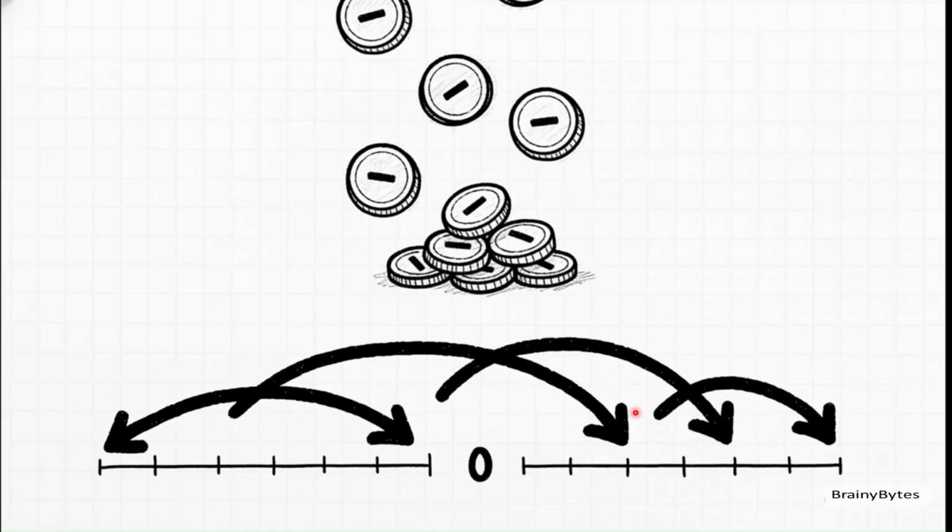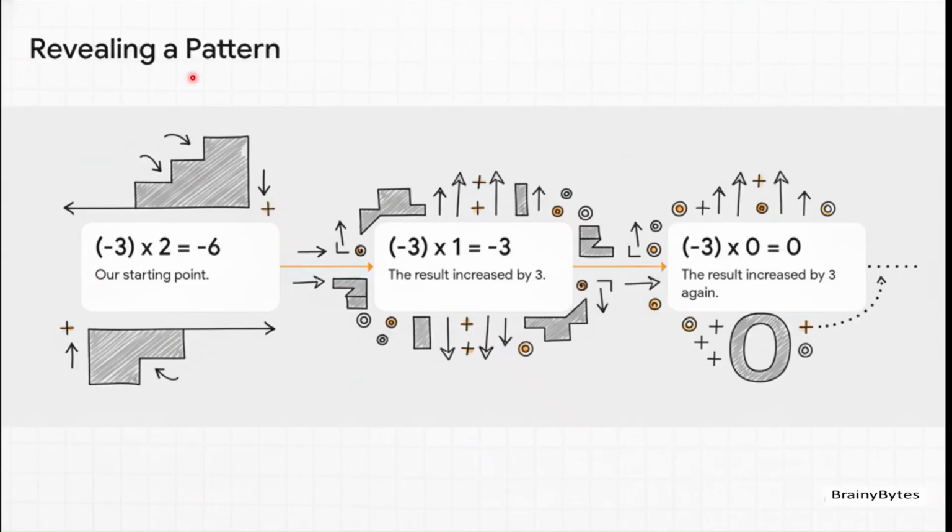But what about a negative times a negative? This is where things get really cool. Instead of me just telling you the rule, let's uncover it together by looking for a pattern. Let's start with -3 times 2. That's -6. Simple enough. But watch what happens as we go down.